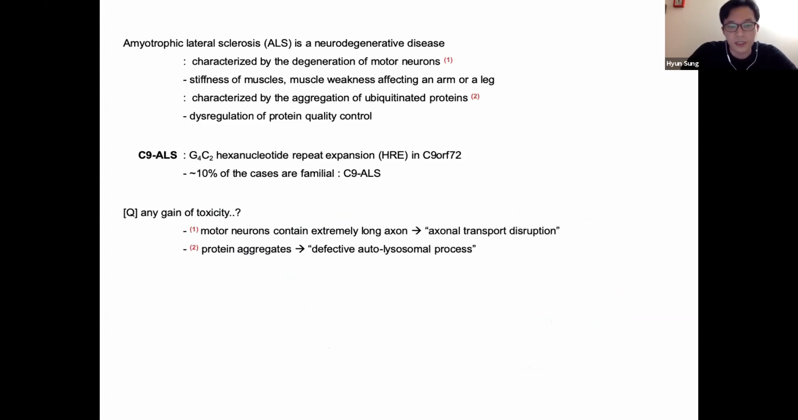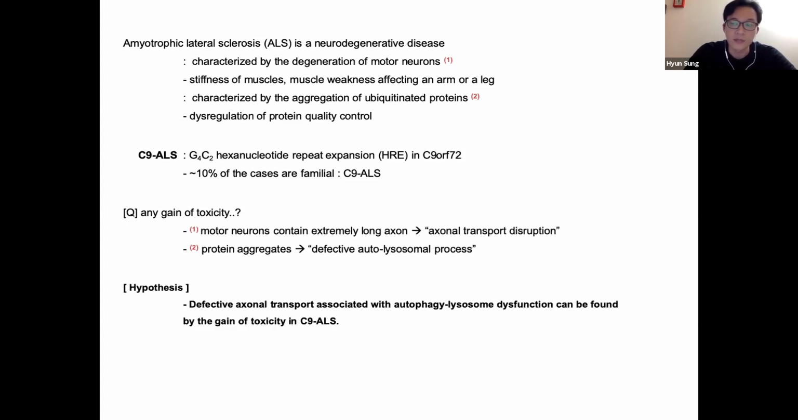So the main question was, when we focus on the first aspect, we can reasonably ask whether the organelle dynamics of axon transport can be affected by the expression of the G4C2 repeats, because motor neurons normally contain extremely long axons. In addition, when we focus on the second aspect, we can also ask whether there might be disrupted organelle dynamics relevant to autolysosomal dysfunction. Based on this, we built our rationale and hypothesis that defective axon transport associated with autolysosomal dysfunction can be found under the gain of toxicity in C9-ALS.